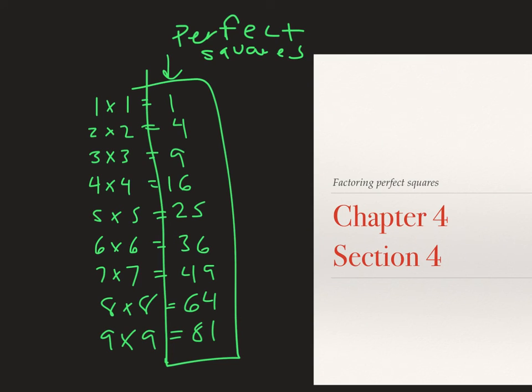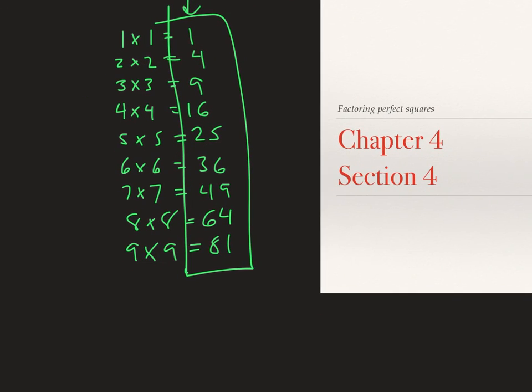If we take the square root of any of these numbers, so let's pick 25, the square root of 25 gives us 5. So just keep that in mind. Since 25 is a perfect square, when we take the square root, we get whatever times itself gives us that number. So keep that in mind as we do the next examples today.